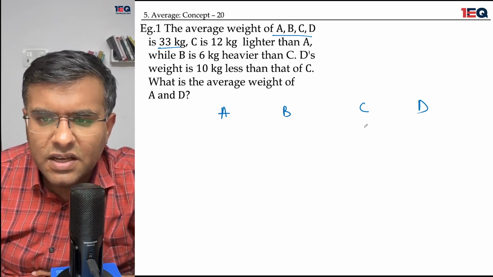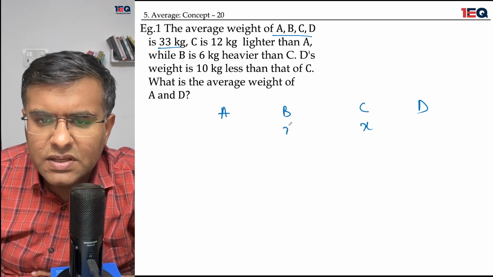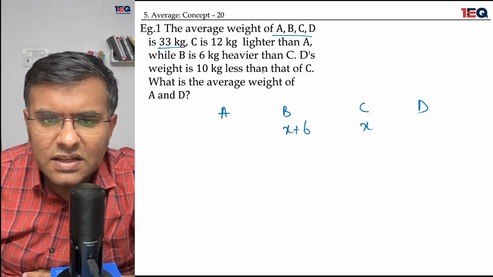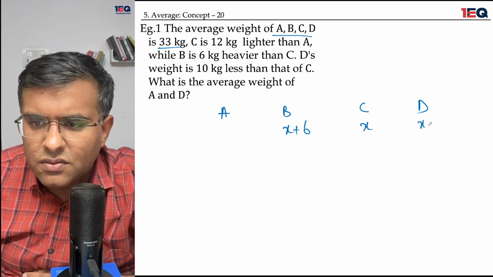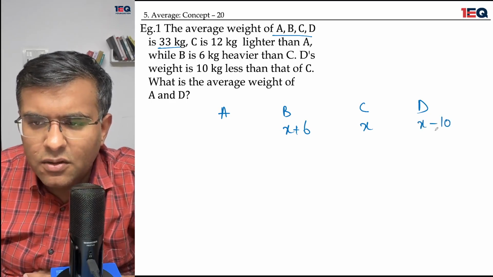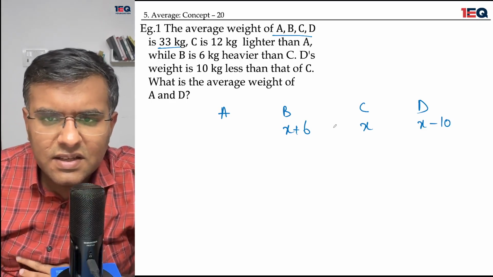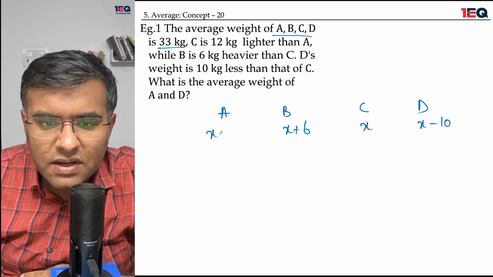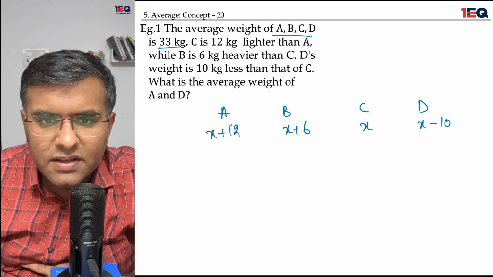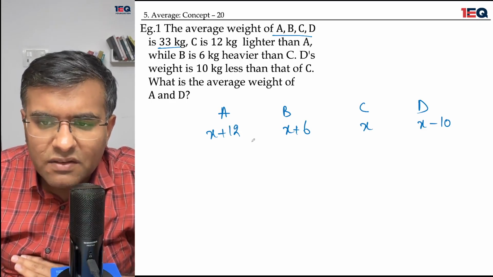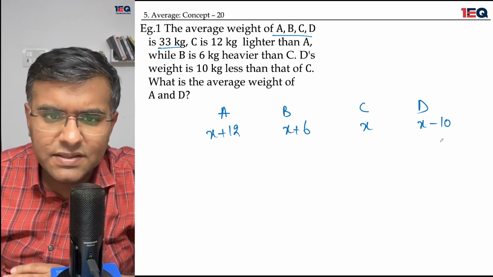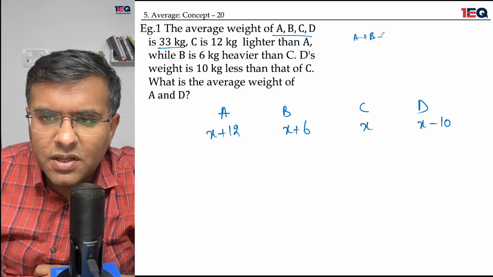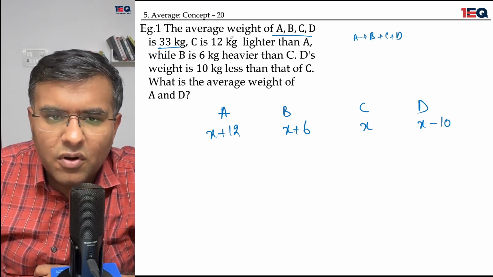B is 6 kg heavier than C, so B is x plus 6 if C is x. D's weight is 10 kg less than that of C, so D is x minus 10. And C is 12 kgs lighter than A, which means A is 12 kgs heavier than C. So we have all of them in a single variable, that is x. And we already have the average weight, that means A plus B plus C plus D, we already have 33 over here.